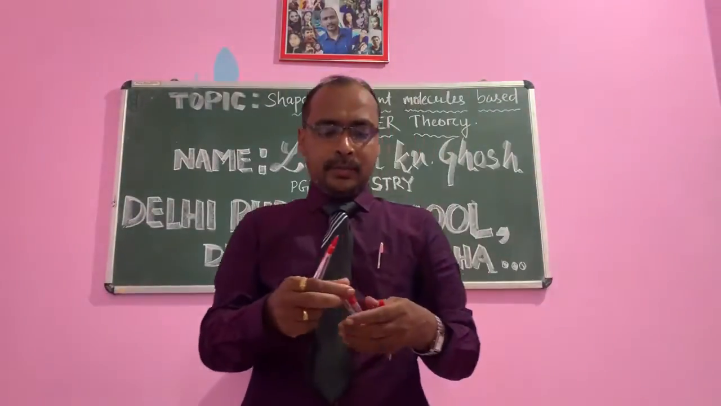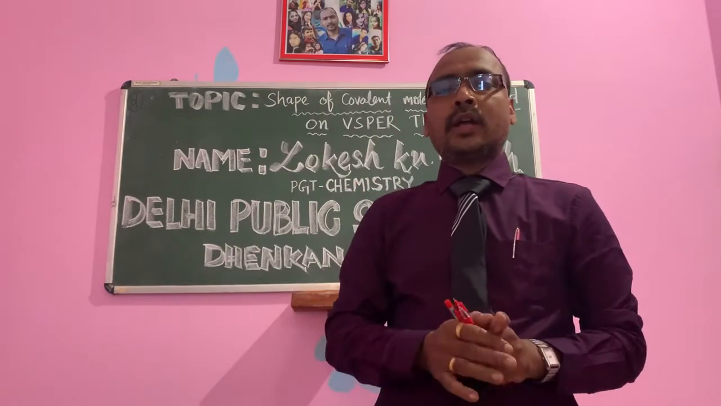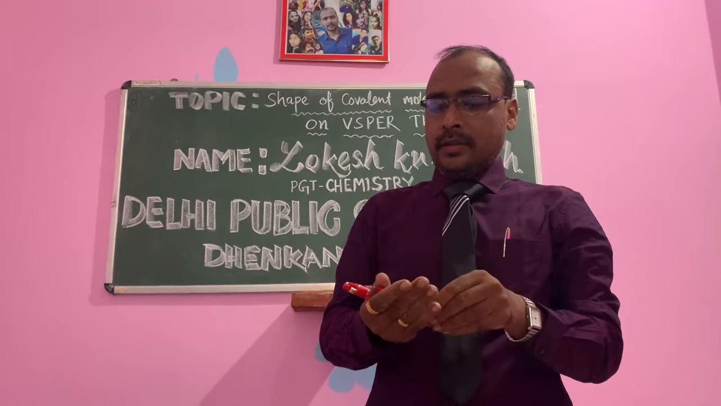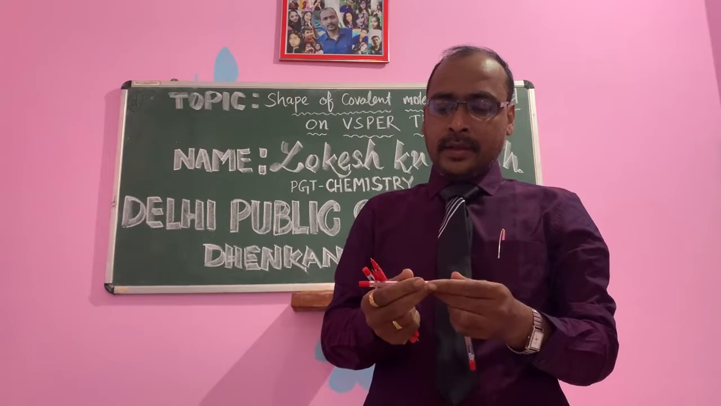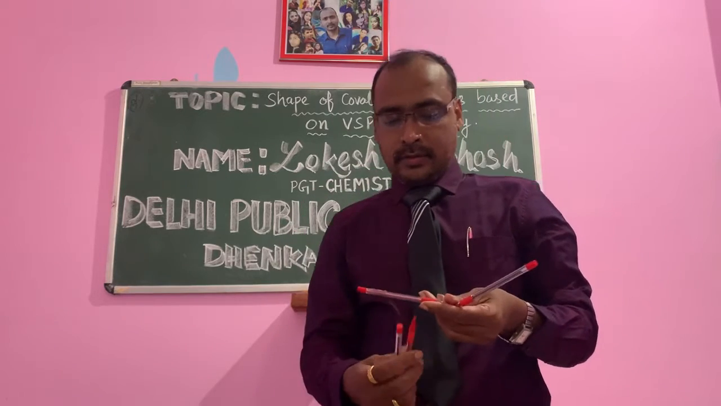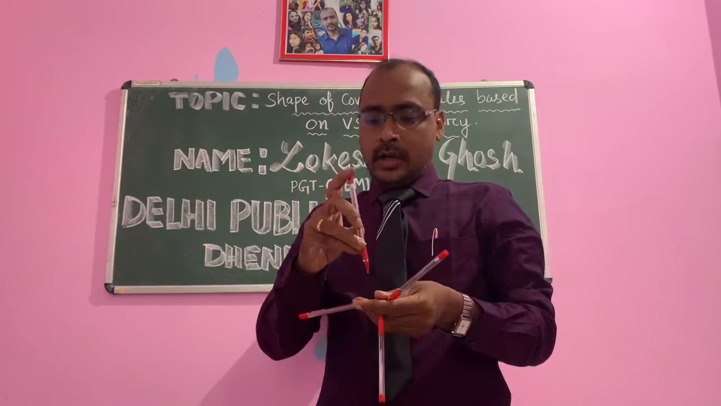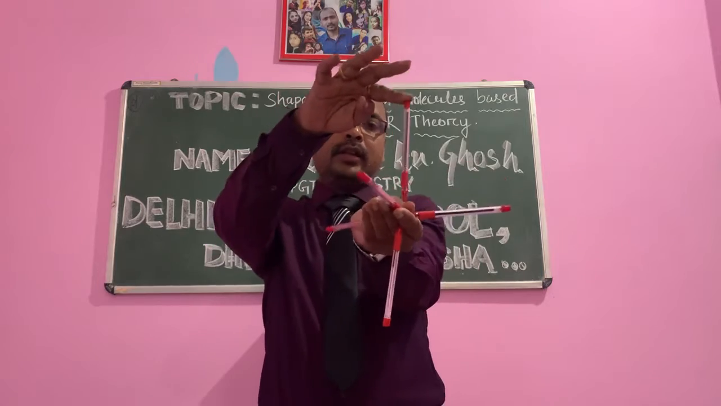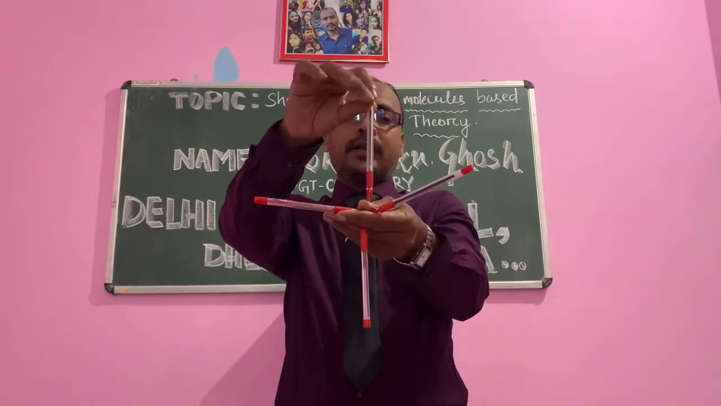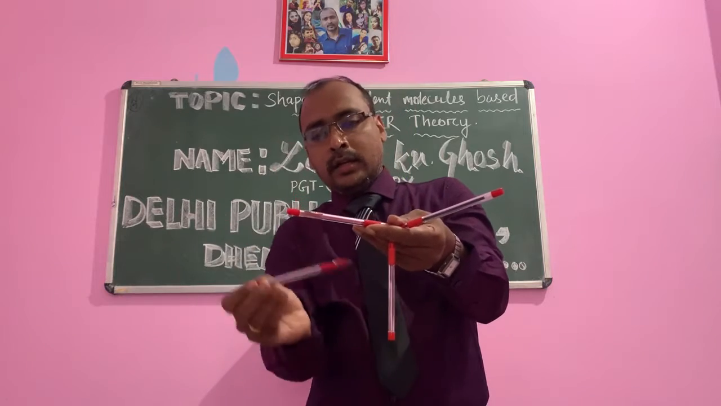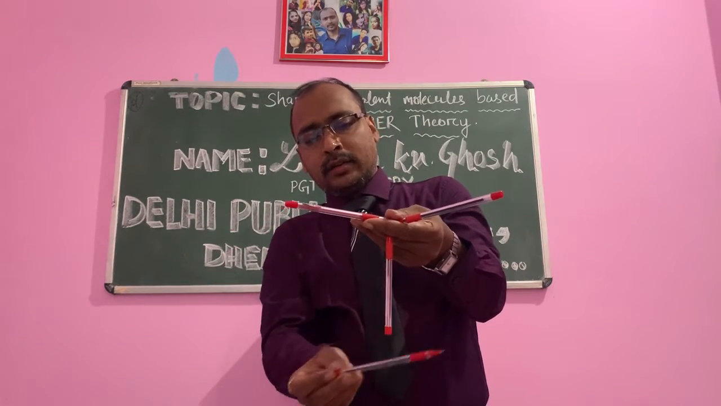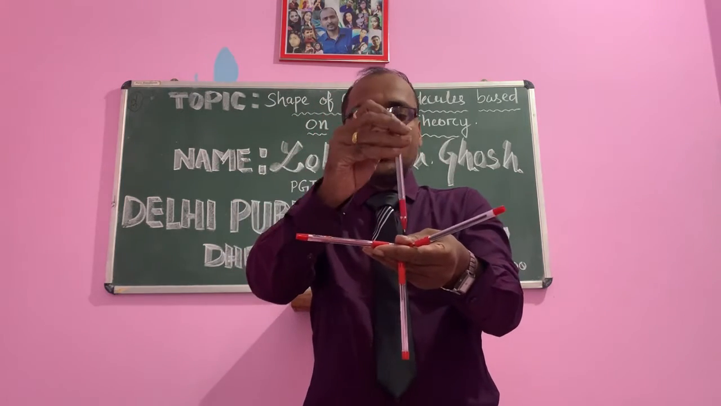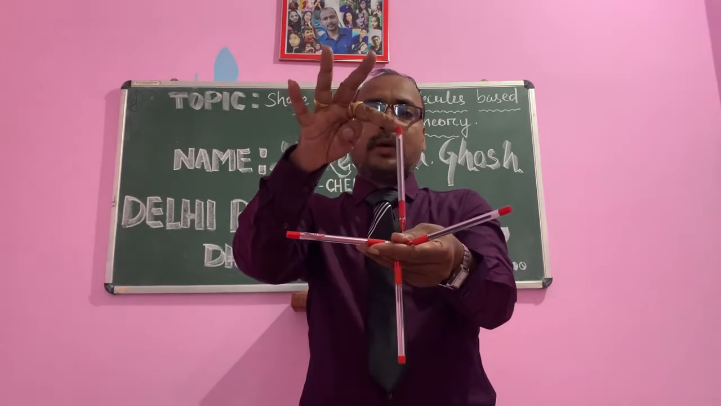In AB5, there are 5 atoms around the central atom A. These are arranged in such a way that there is maximum distance and minimum repulsion. This arrangement is known as trigonal bipyramidal. One triangle is in the middle, with one triangle below and one above. If you join these, triangles are formed. So this is known as trigonal bipyramidal.